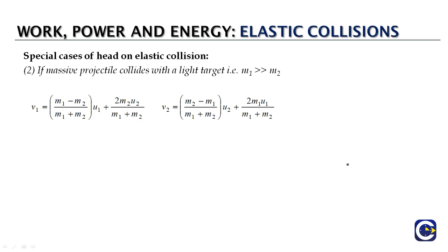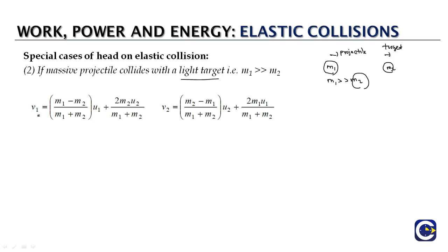Now let us look at a situation where there is a massive projectile which is colliding with a light target. As we have been saying, the convention that we are using is the particle M1 is the projectile which is approaching faster and hitting the other particle M2, which we are calling the target. So here the projectile mass is heavy, which means the M1 value is very high in comparison to M2. Now what will be the significance of this? The significance of this will be, we can neglect the value of M2 in comparison to M1.